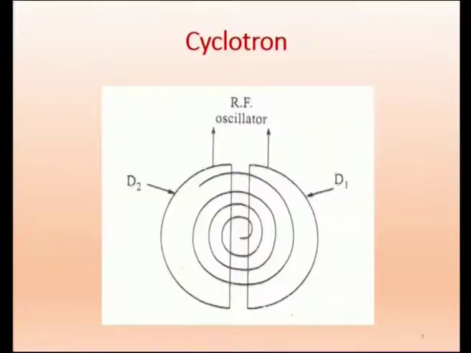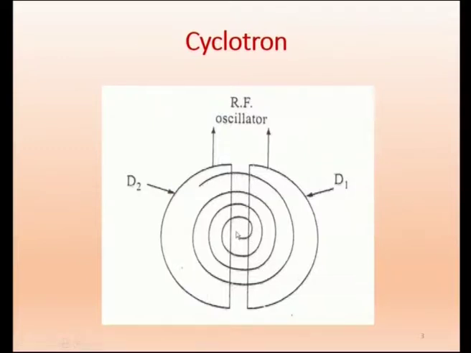Now just imagine that at the center we have a particle. Let us assume it is a positively charged particle. Then this particle will be attracted towards D1 when D1 is negative, and it will be attracted towards D2 when D2 is negative, and again towards D1 when D1 is negative. So it goes on, if you assume it is a positive particle.